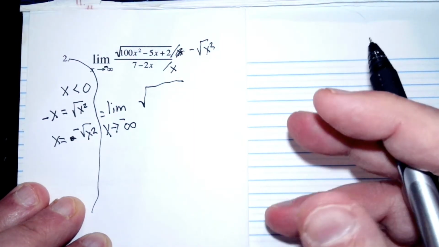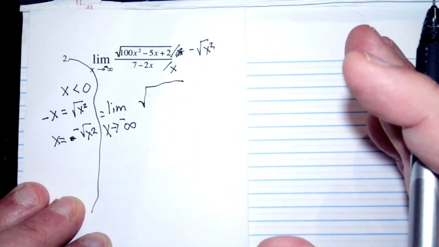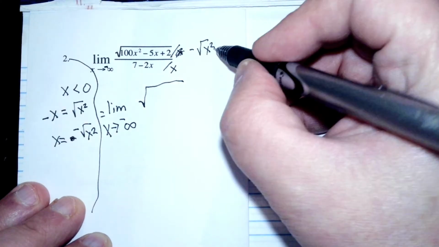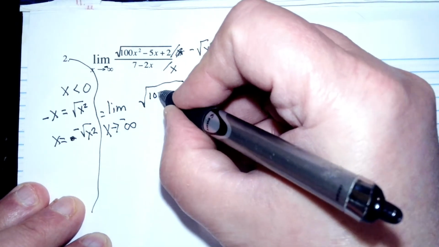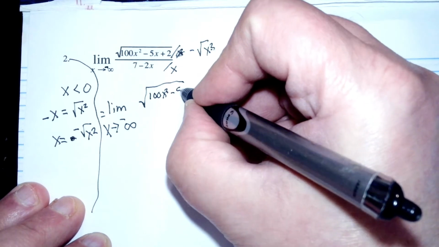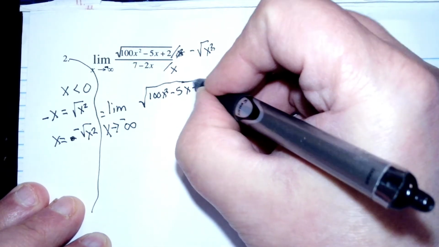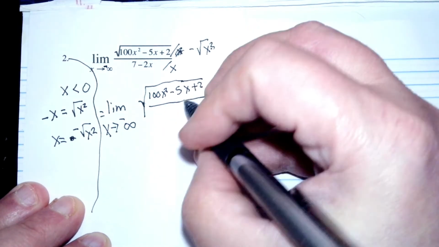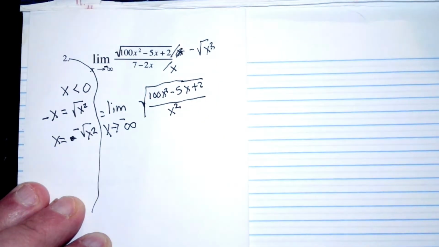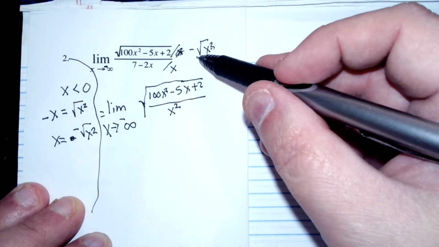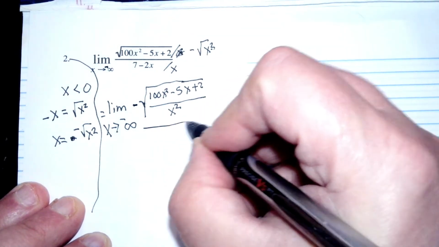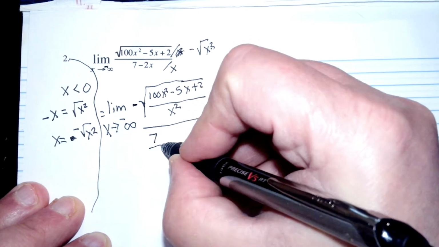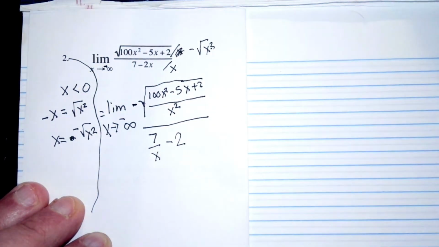So what we do next is going to resemble quite a bit of what we did in the previous example. I'm going to combine these square roots into a single square root. So that's 100x squared minus 5x plus 2 over x squared, and I'm putting it under a single radical. Now what am I going to do with that minus? Well, it's outside the radical, so I'm going to leave it outside the radical. So it's right there. And then the bottom becomes 7 over x minus 2.